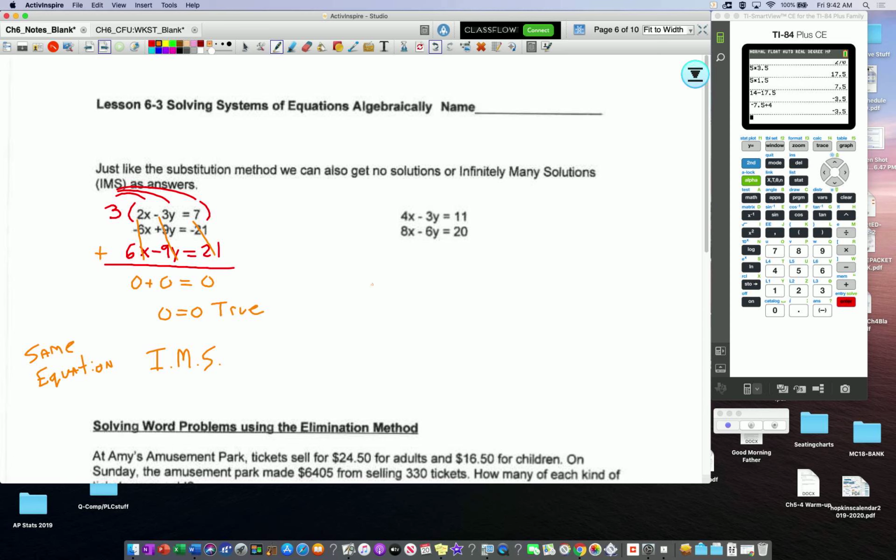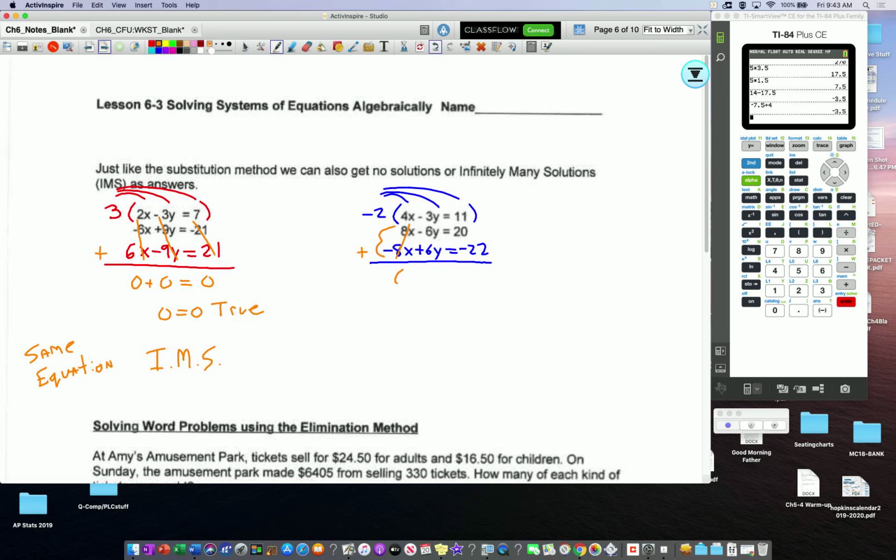4 does go into 8. It goes into 8 2 times. So if I can multiply this equation by negative 2, it would be opposite. So again, distribute. Negative 2 times 4 is negative 8. Negative 2 times negative 3 makes positive 6y. Negative 2 times 11 is negative 22. You guys are probably starting to see now. Add the two equations together.